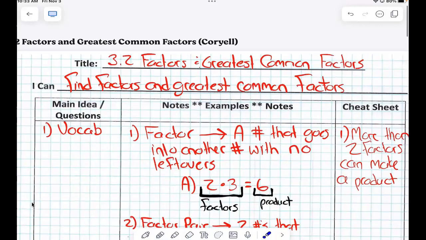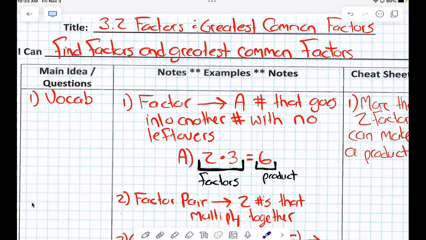Today we're working on 3.2, factors and greatest common factors. Can you find factors? Yes. What's the method we use? Can you find greatest common factors? Do we use the same method? Yeah, we do, right? Just use it twice. All right, a factor is a number that goes into another number with no leftovers, yes?